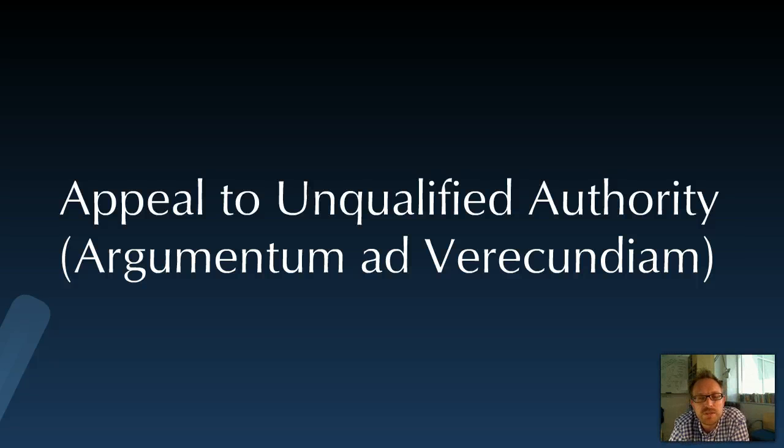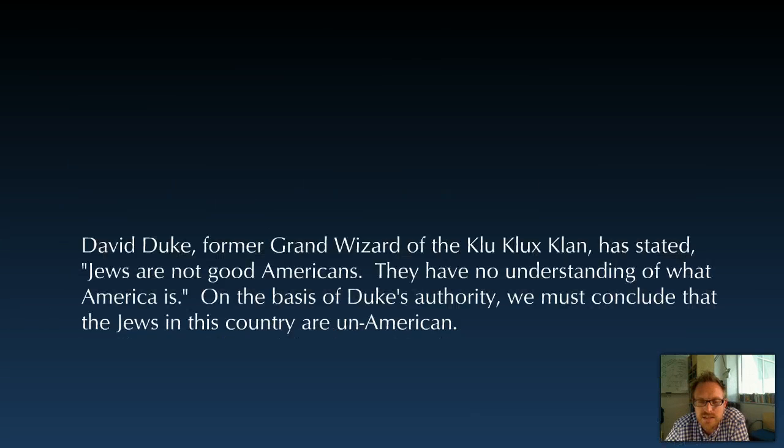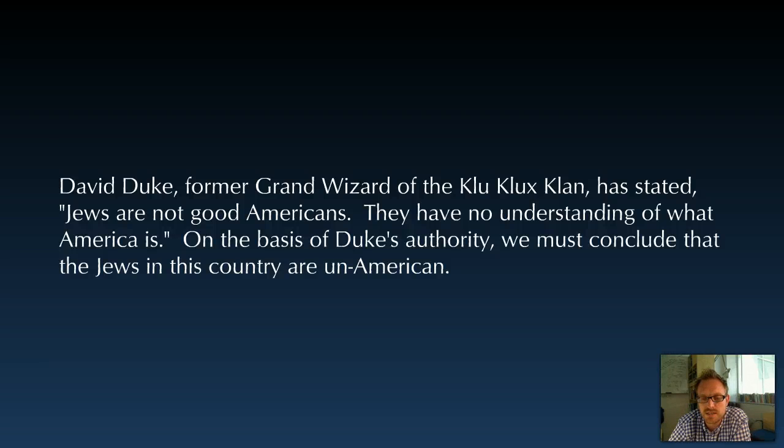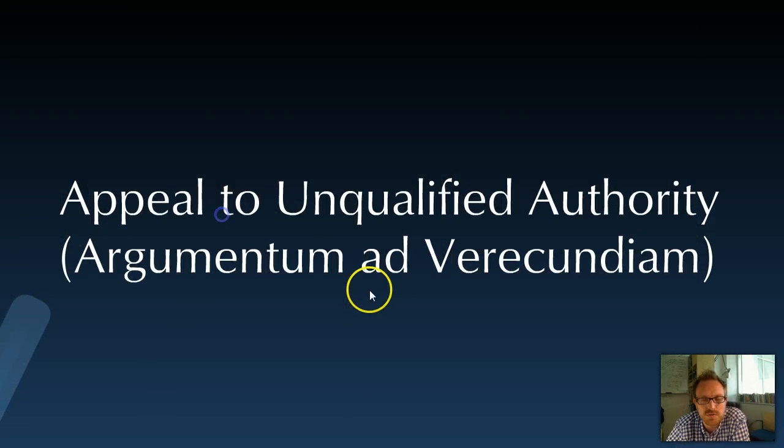Another example here is the appeal to unqualified authority, the argumentum ad verecundiam. I guess I don't have the description written here. But the appeal to unqualified authority is essentially when someone gives a conclusion, and the evidence they give is, well, because such and so says so. They cite an authority.